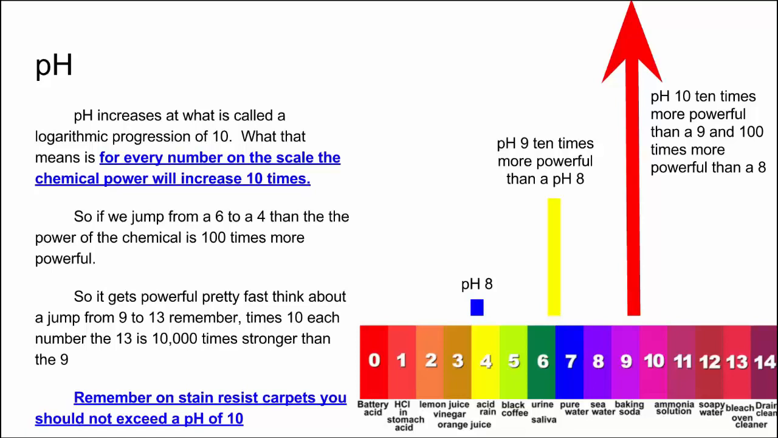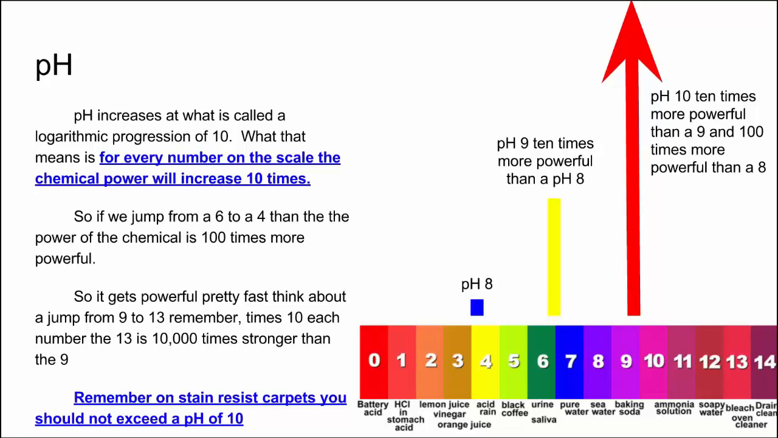Now on the other side of the scale, if we have a pH of 9, and you're going to go to a pH of 13, remember, 10 times each number. So that 13 is going to be 10,000 times stronger than that 9. So as you can see, we can get really powerful really fast. Just remember, each number is 10 times the number previous. And the farther you get away from the center, which is 7, remember, you're going to have a strong alkaline on the right-hand side, and you're going to have a strong acid on the left-hand side.